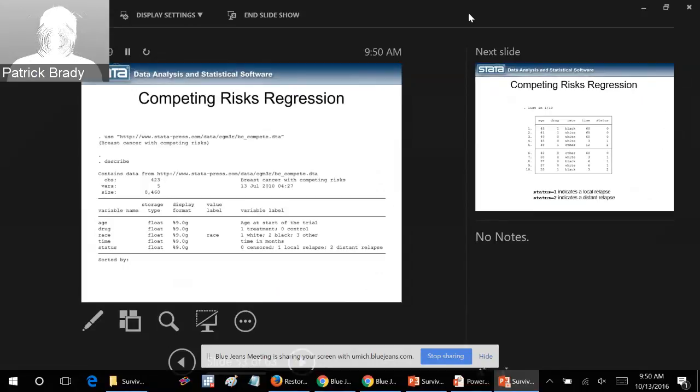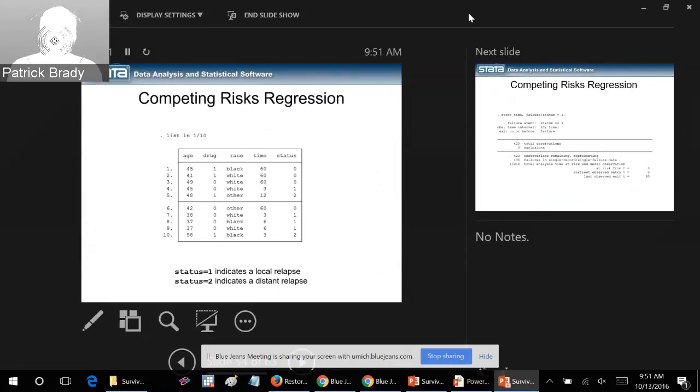So the first thing, the data set that I have here, I have age, the age at the start of the trial. I have whether or not they got some drug that I'm interested in. I have the person's race. I have the time in months until they have the event. And then I have a status variable. Status isn't just 1 or 0 anymore. It's 0, 1, or 2. So status equals 0 is censored. Status equals 1 is local relapse. That's breast cancer relapse. Status 2 is distant relapse, meaning metastasized cancer.